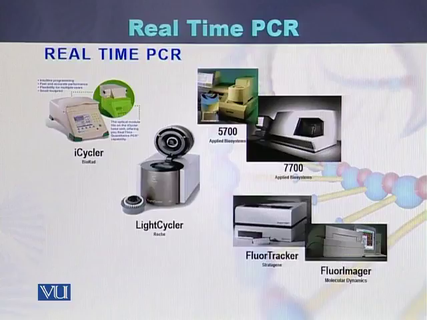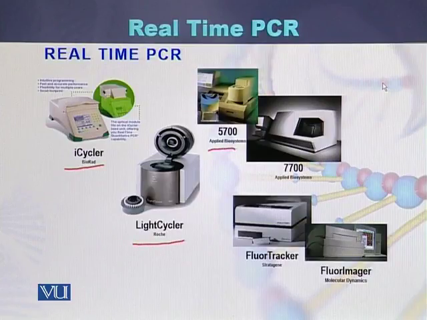So these are some of the real-time PCR machines. This is called the iCycler, which was manufactured by Bio-Rad. Here is the LightCycler by Roche, and machines by Applied Biosystems, Stratagene, and Molecular Dynamics. So these are some of the real-time PCR machines which are used to quantify the DNA.